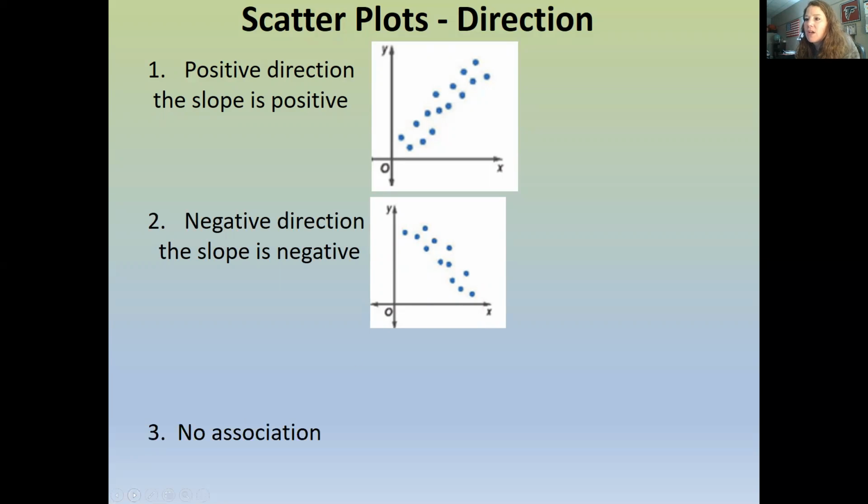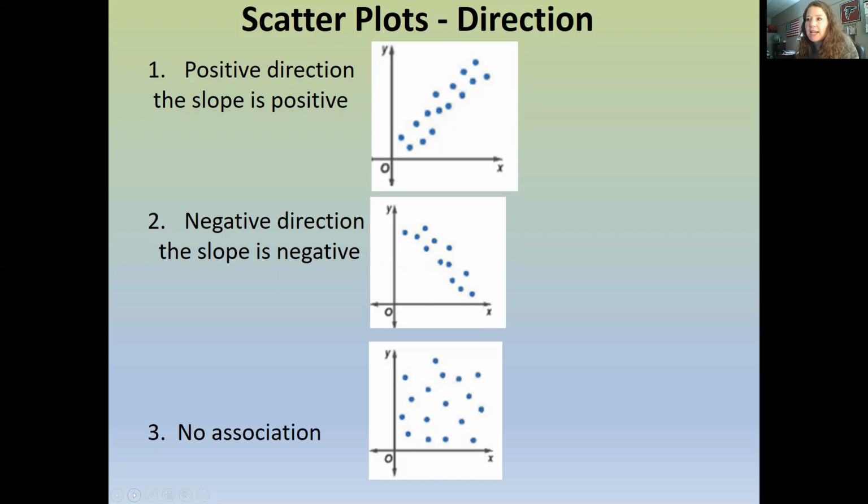Sometimes you'll have two sets of data that have nothing to do with each other, and you'll see a scatter plot that looks like this. There are dots everywhere. For example, if I asked what is your street address and how many books did you read last week, probably those two things have nothing to do with each other. We can still gather data and put it on a scatter plot, but we'll find that your street number has nothing to do with how many books you read.